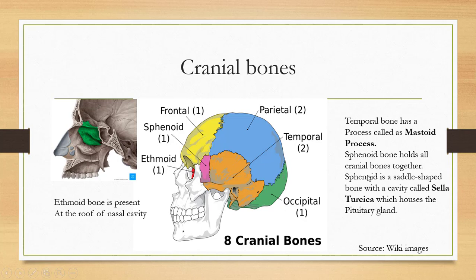So this is very important. Sphenoid is that bone which holds all the cranial bones together, and it has a cavity called sella turcica, which houses the pituitary gland, the master gland. And ethmoid. So where is the location of the ethmoid? Ethmoid is present in the roof of the nasal cavity. So it lies in the roof of the nasal cavity.